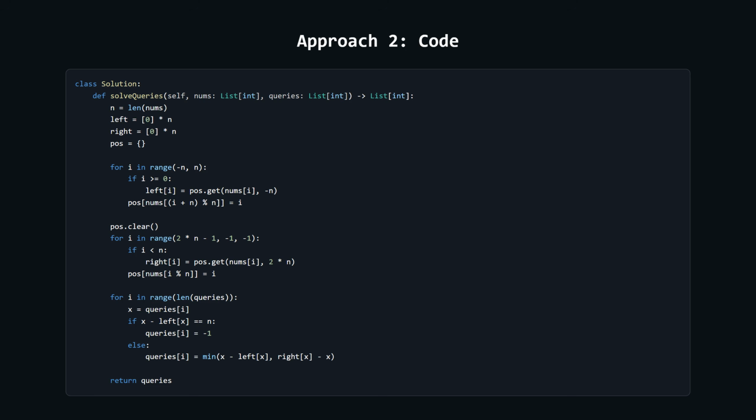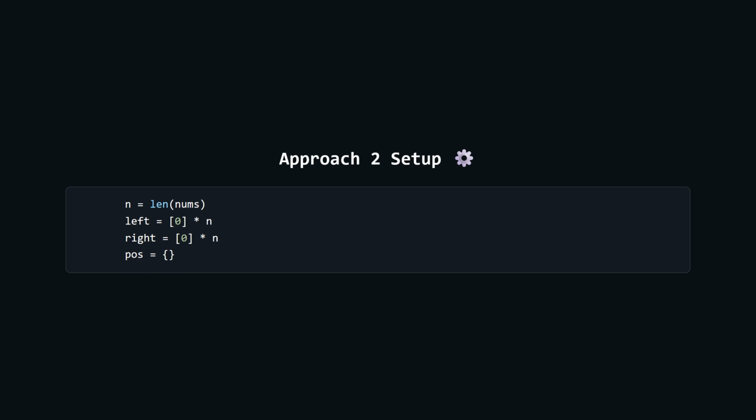Here is the full code for approach 2. It looks a bit wild with the negative numbers, but the logic is incredibly solid. We start by setting up our empty left and right arrays, making them the same size as our main list. We also get our tracking dictionary ready.